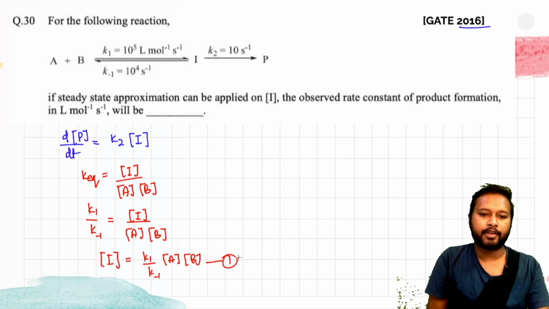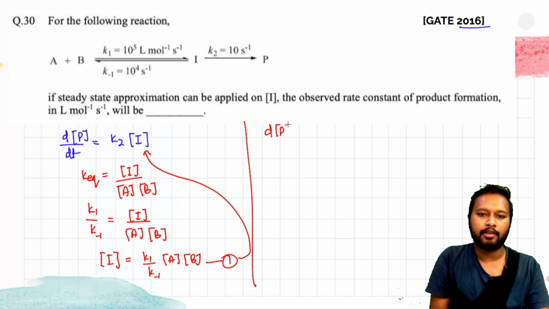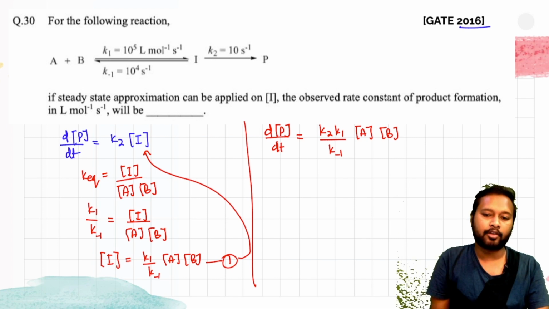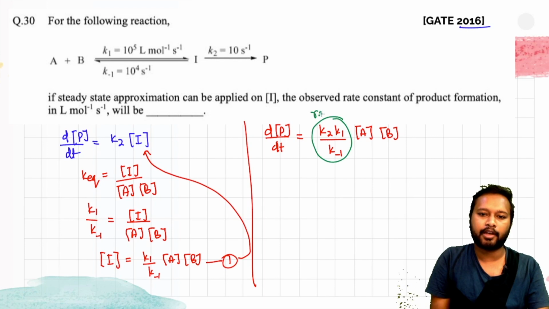So what I can do now is substitute this over here. So I can now write that my dP by dt, the rate of formation of product, is going to be, I just have to put this value of I here. K2 is already here, so I have K2 K1 upon K minus 1, and then I have A and B, right? This is what I have got as my final rate equation. Now you can see that this particular factor is representing the rate constant over here, and that's what is asked, the observed rate constant of the product formation. So this is the product formation step, and this is the observed rate constant.